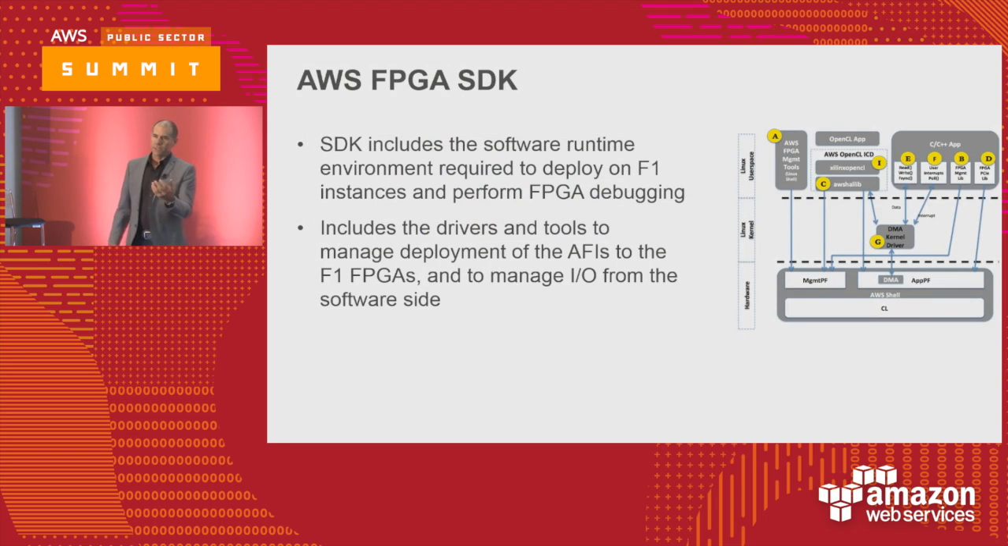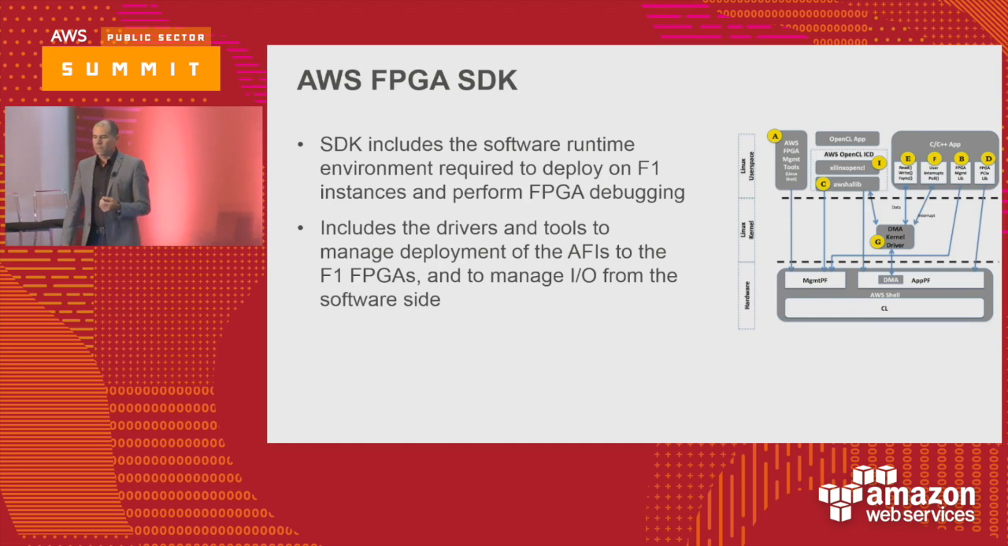So maybe your application needs to do image processing or video processing, maybe it needs to do some filtering application, and then maybe you want to swap that out and put in perhaps a machine learning inference application or something else completely different in that FPGA. And you can do that over time without rebooting the host EC2 instance.